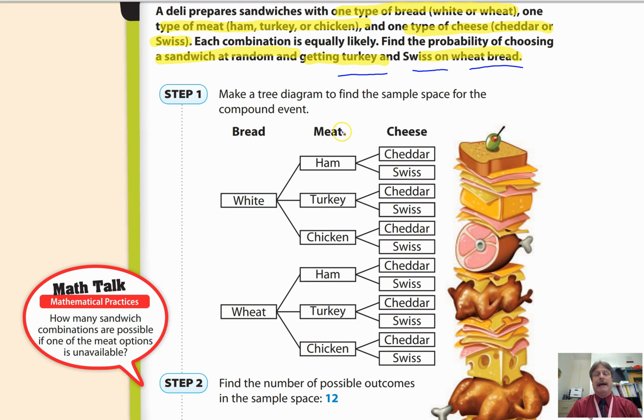The next thing, we have meat. We could have ham on the white, we could have turkey on the white, we could have chicken on the white. And we have the same thing down here for wheat: ham, turkey, or chicken.